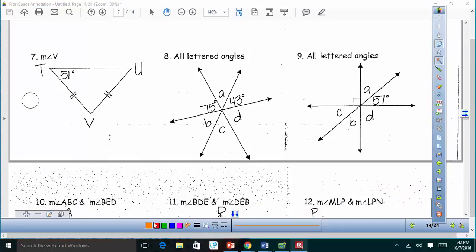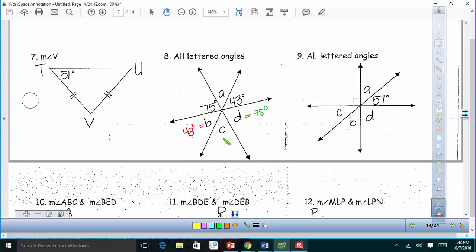So in number 8, what would angle B equal? 43. Why? Because it's vertical. What about angle D? 75, because it's also vertical. Now, how would we find angle A? What do you think? 180 minus 75 would not work because A and 75 don't make a straight line. What do you think, Emma? Very good. So 75, A, and 43 form a line.